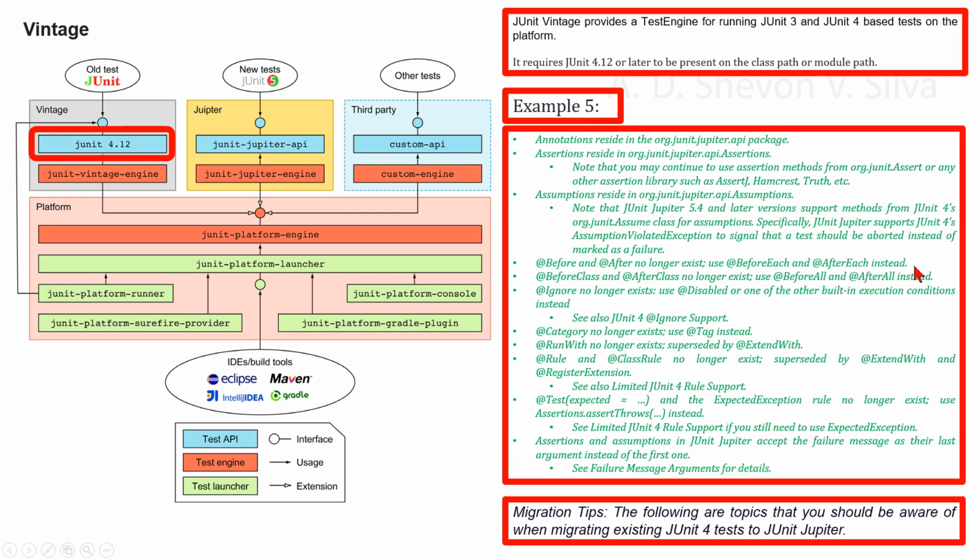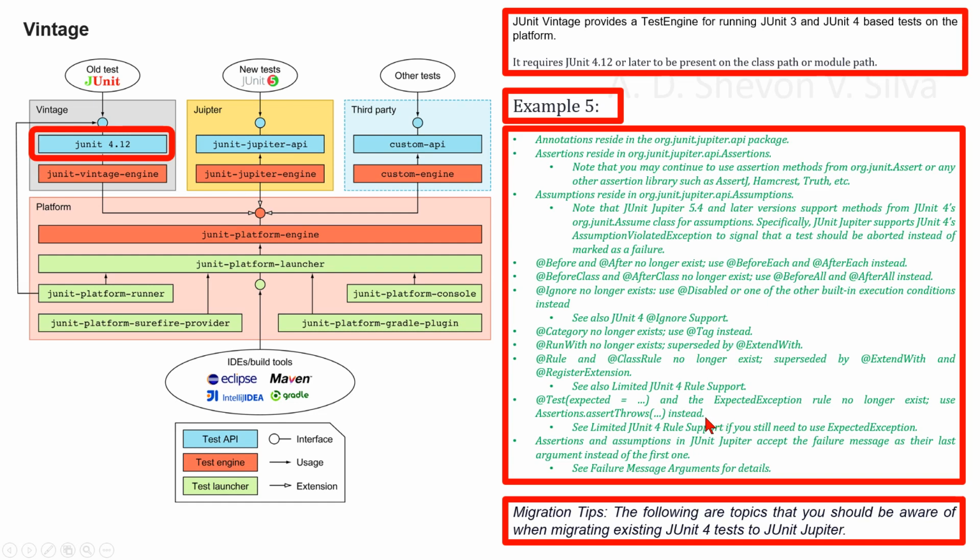@Before and @After no longer exist; use @BeforeEach and @AfterEach instead. @BeforeClass and @AfterClass no longer exist; use @BeforeAll and @AfterAll instead. @Ignore no longer exists; use @Disabled or one of the other built-in execution conditions instead. @Category no longer exists; use @Tag instead. @RunWith no longer exists; superseded by @ExtendWith. @Rule and @ClassRule no longer exist; superseded by @ExtendWith and @RegisterExtension.